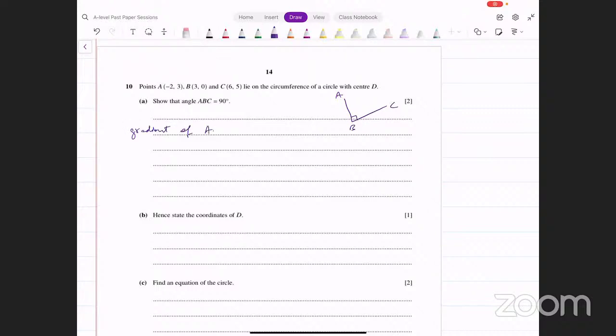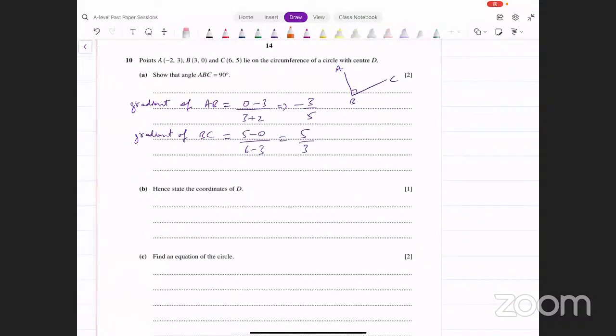Gradient of AB, what does that turn out to be? 0 minus 3 divided by 3 plus 2, that is -3/5. What about the gradient of BC? That's 5 minus 0 divided by 6 minus 3, and that is 5/3. And now we can say their products are equal to -1.